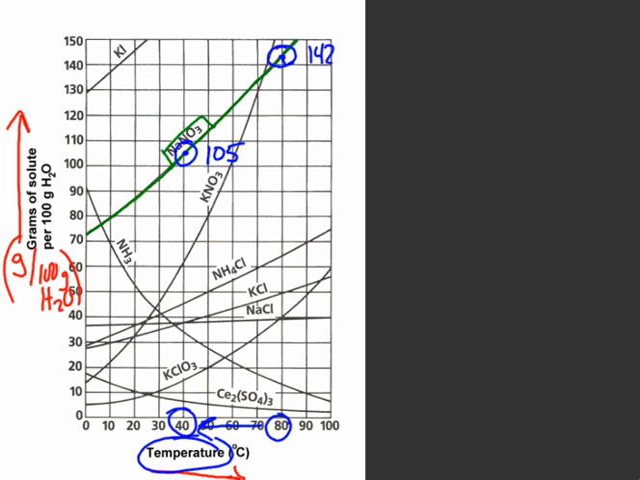Okay, how much is going to precipitate out? So I have 142 minus 105, and that'll get me 37 grams. Which means if I was to cool down this saturated solution right here from 80 degrees to 40 degrees, I would expect 37 grams of sodium nitrate to precipitate out of the solution.